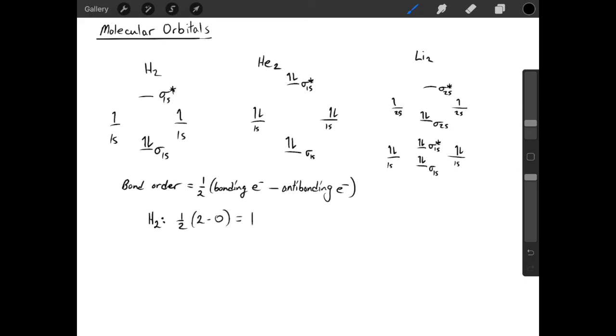So for hydrogen, you only have 2 electrons, period, and they're both in the sigma 1s orbital. They're both bonding electrons, and there are no electrons in the anti-bonding orbital, so the number is just 0. So 1/2 of 2 minus 0 is 1, so hydrogen has a bond order of 1. And in general, a bond order of 1 implies a single bond, 2 implies a double bond, and so on.